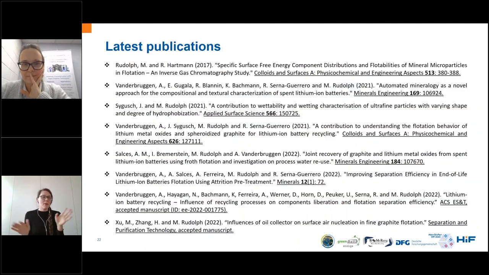Here are also some of our latest publications in the field of battery research, but also in the field of particle characterization, also ultrafine particles, many different publications. Go have a look at them.